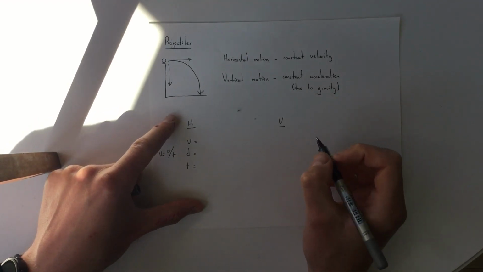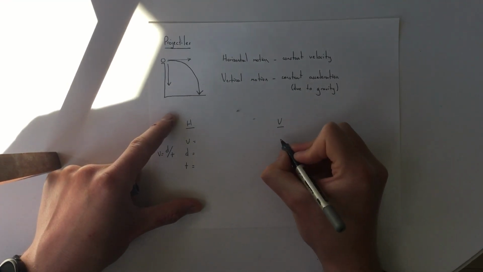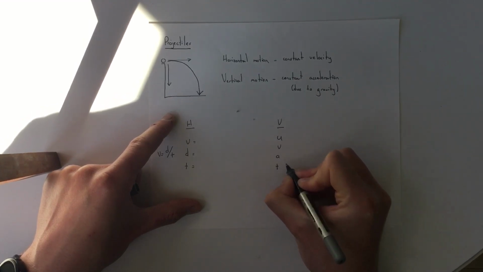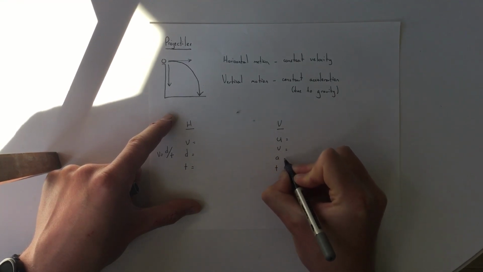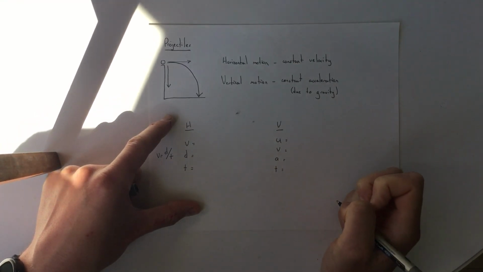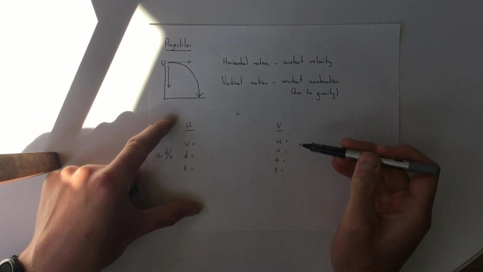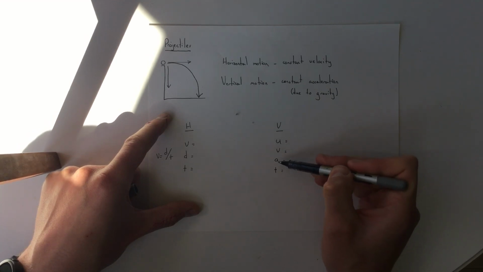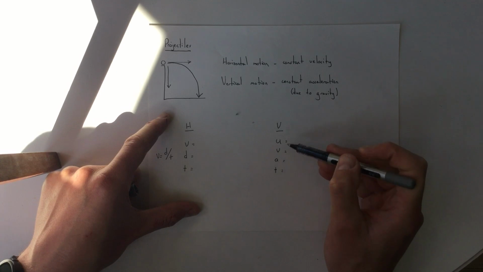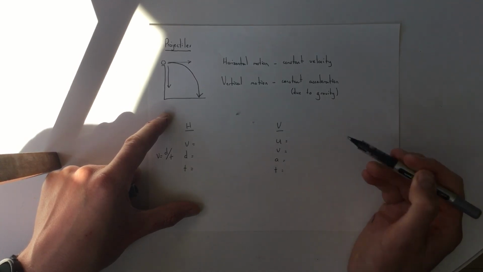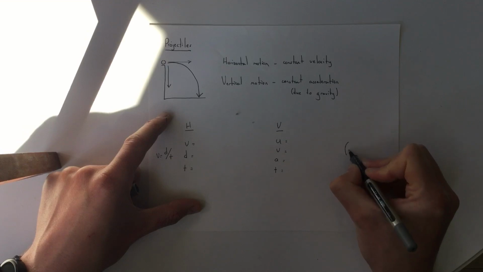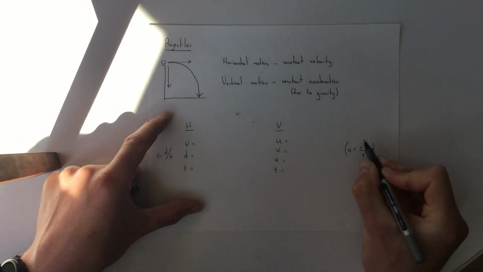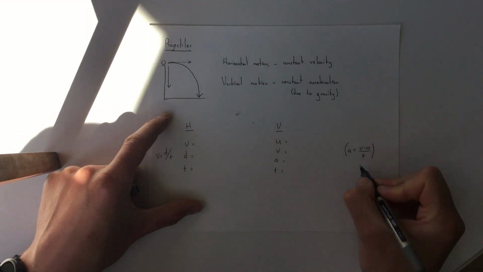However, for the vertical, we have this. The reason I'm doing that is because it makes it easier to understand what you need to figure out when you have all the letters accounted for. In this one, you're going to have u, which is initial speed, v, which is final speed, a, which is acceleration, and t, which is time. This should be ringing bells. It was in the format a equals v minus u over t, and you'll be used to that from near the beginning of S3.